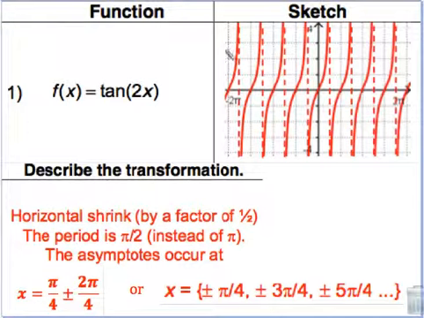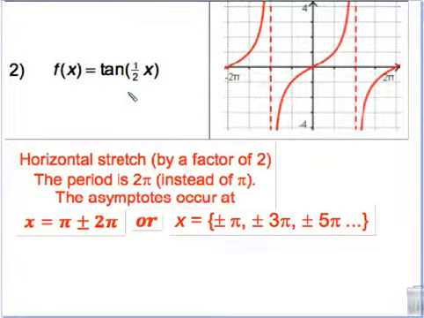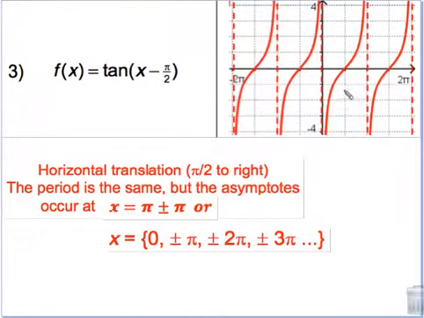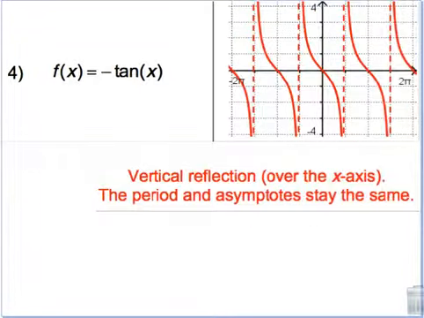You need to know how the A and the B values stretch and compress. This one you're stretching. Notice your B value is a fraction, and you're stretching. And then here you're shifting to the right, pi over 2 units. With this one, you're just reflecting over the x-axis.